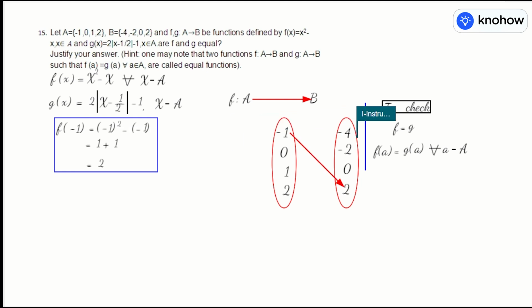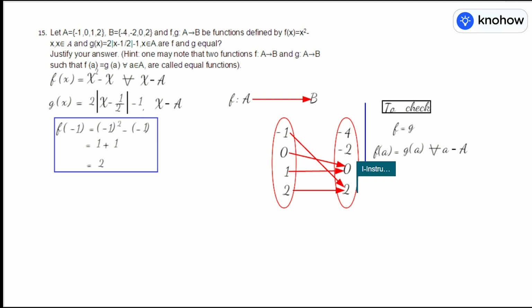And then 0. 0 square is 0 minus 0, so 0 corresponds to 0. And then 1. 1 square is 1 minus 1, 0. 1 also corresponds to 0. Then what about 2? 2 square 4 minus 2, so 2 corresponds to 2. So this is the association.